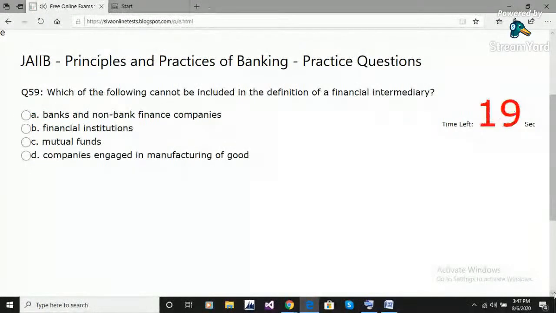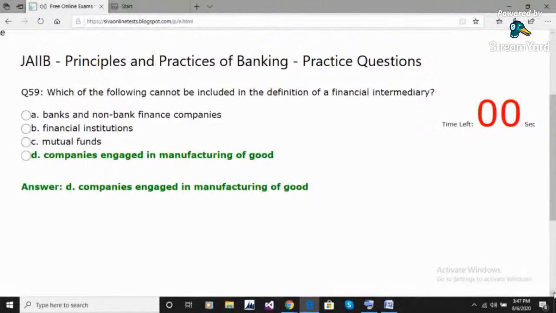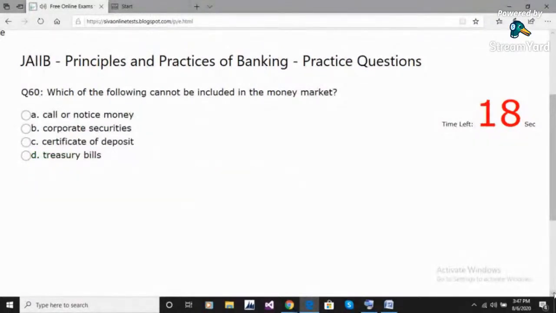Question 59. Which of the following cannot be included in the definition of a financial intermediary? Option A. Banks and non-bank finance companies. Option B. Financial institutions. Option C. Mutual funds. Option D. Companies engaged in manufacturing of goods. Answer D. Companies engaged in manufacturing of goods. Question 60. Which of the following cannot be included in the money market?